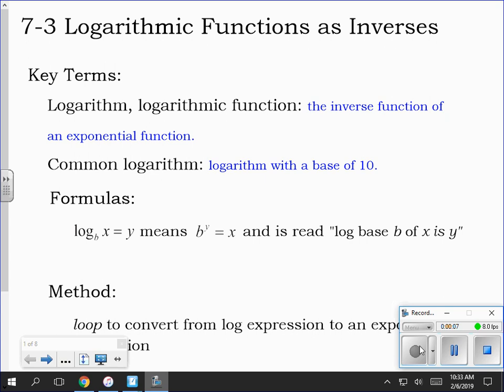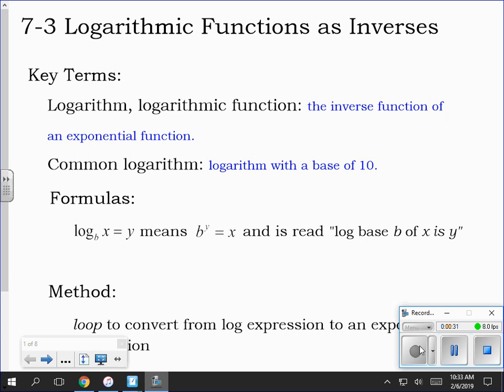Logarithmic functions. We're going to be working basically the rest of this chapter is mostly about logarithms, but it's also about exponentials because logarithms and exponentials are inverse functions. One undoes the other, as we will see today in what we're doing. So a logarithmic function is the inverse function of an exponential.